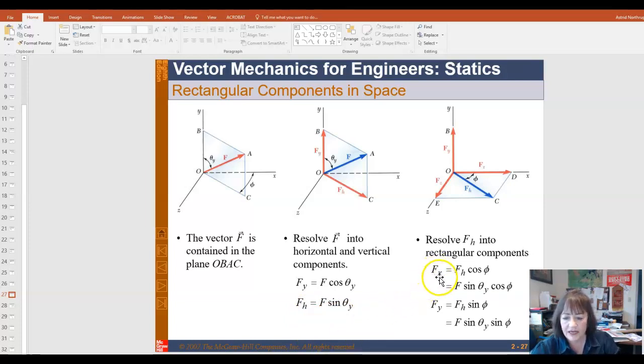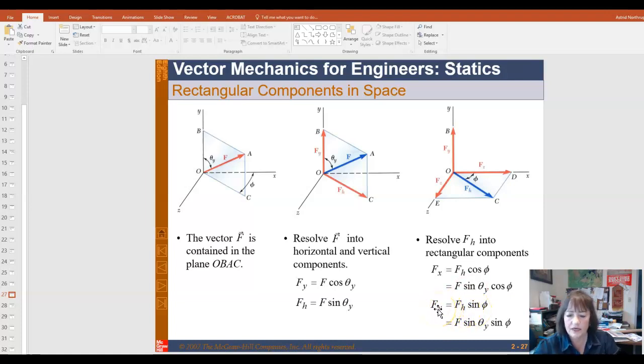So Fx, if we want to resolve it into the x component, this looks like a misprint. I'm going to have to think about this for a minute. But the x component is F sub h times that angle, phi, the cosine of that angle. And F sub y is F sub h times the sine of phi.